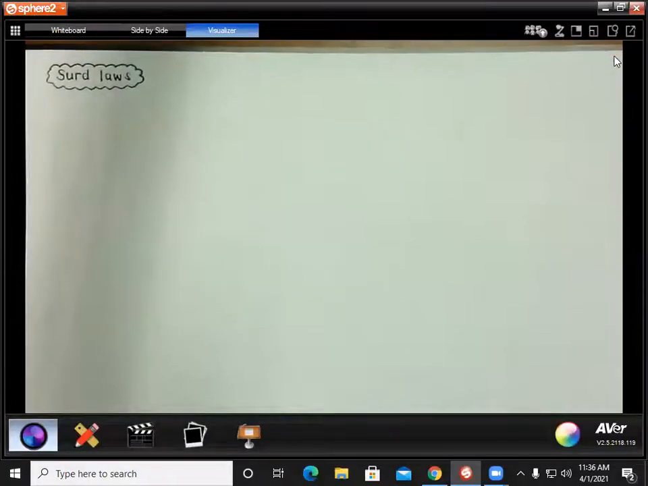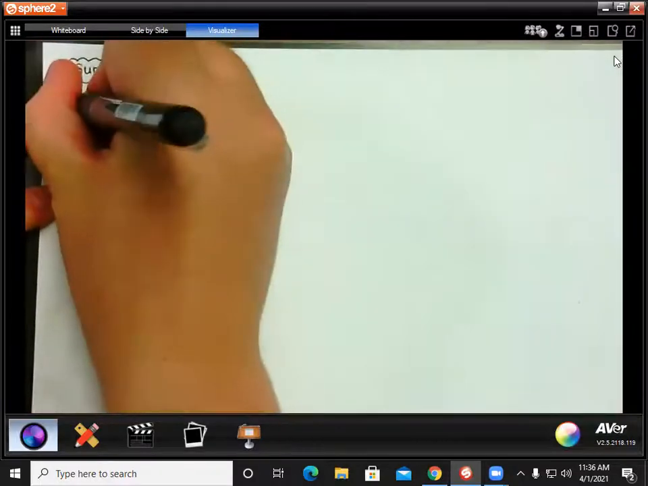Okay, here we go. There's the heading. So guys, a surd is basically a root. So the square root of something, that root is called a surd. So we're just going to list the laws and then we're going to practice them. That's all we're doing today.